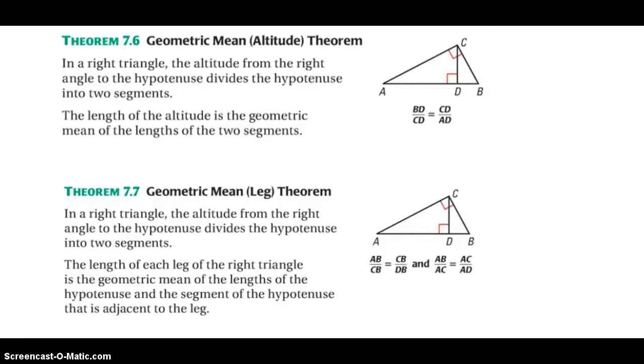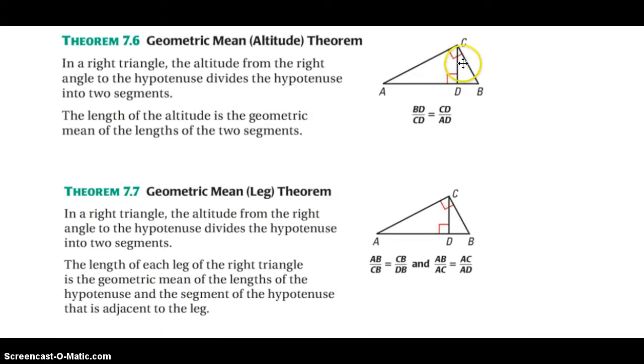So in the last video we looked at the similarity within the right triangles when you have an altitude drawn from the right angle to the hypotenuse of the right triangle. We wrote out the statement of proportionality and we did find that for each one of those three pairs of similar right triangles we had a geometric mean. Well, there's theorems that correspond to that. So copy down these theorems and then we'll discuss them.